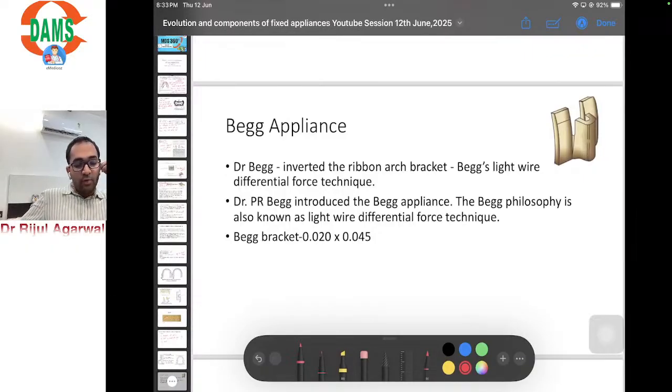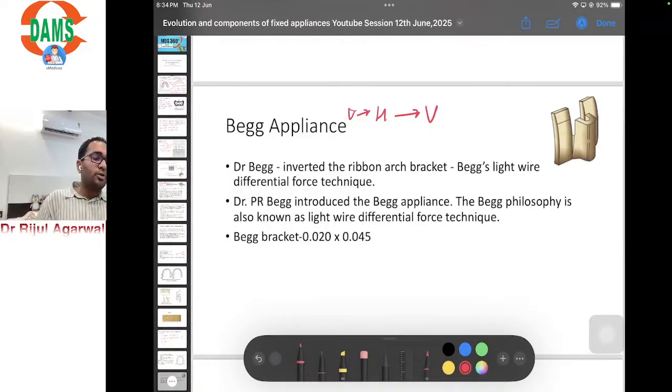So what modification was there? First of all, he again inverted the ribbon arch bracket. From edgewise, as I have told you, the vertical became horizontal in edgewise, and in the Begg appliance again he oriented it vertically. And he gave his light wire differential force technique.